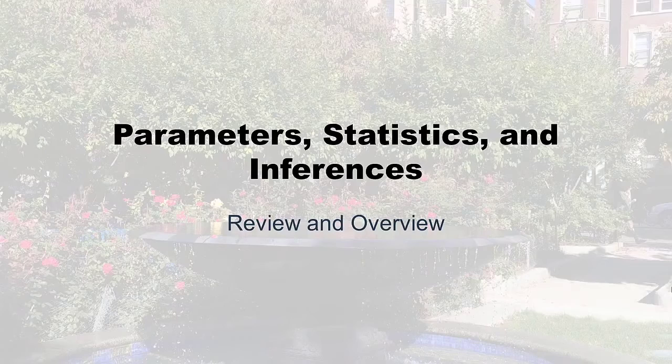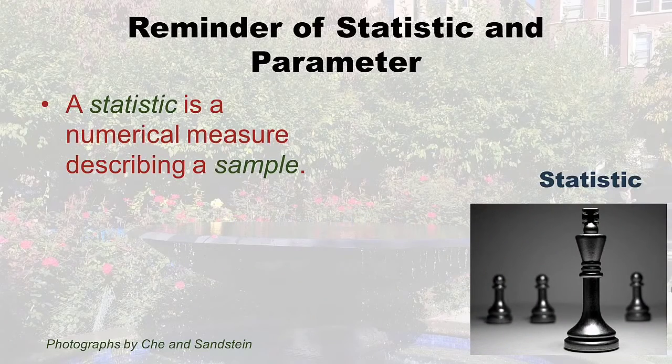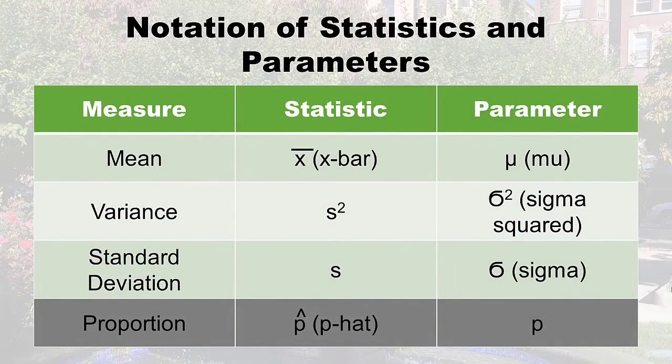All right, here's the first part. Parameters, statistics, and inferences. This is the review and overview I promised you. If you remember from a long time ago, a statistic is a numerical measure describing a sample, and a parameter is a numerical measure describing a population. Remember, SS, sample statistic, PP, population parameter. You probably remember that. Okay, so we have different ways of notating these.